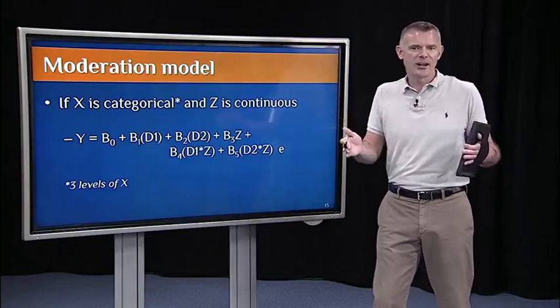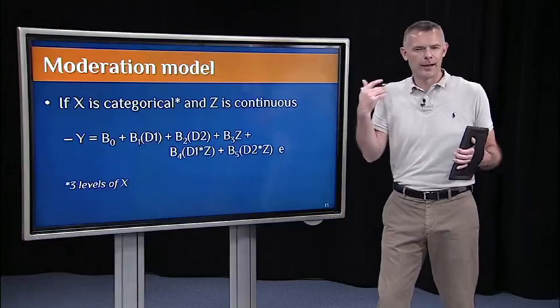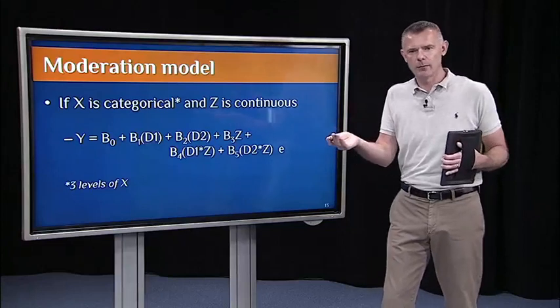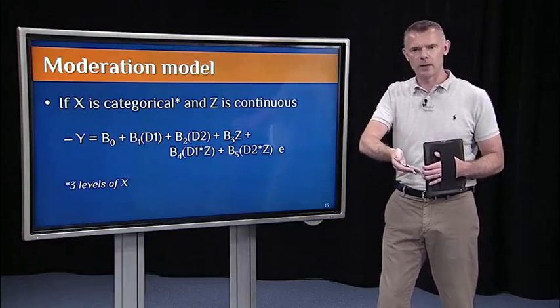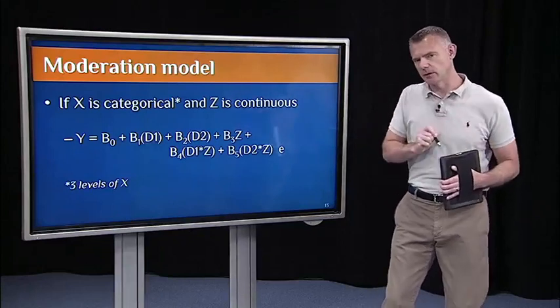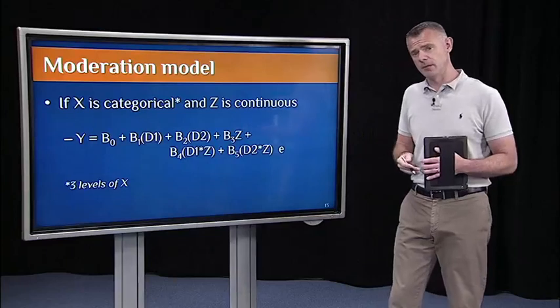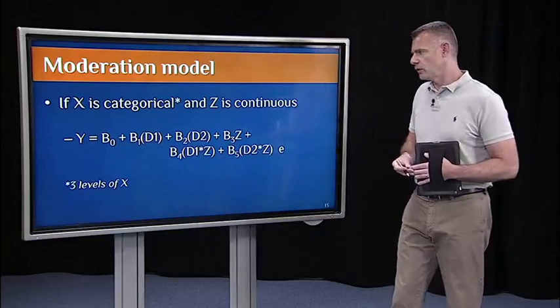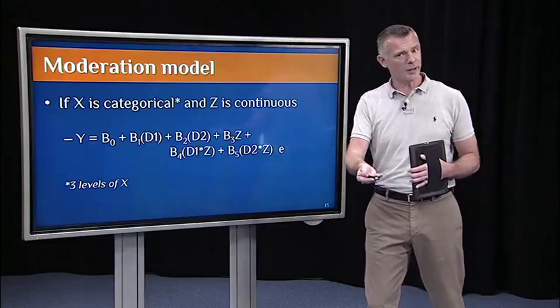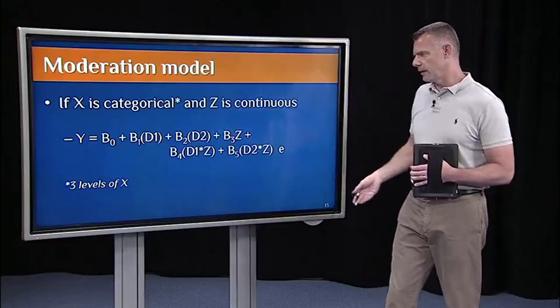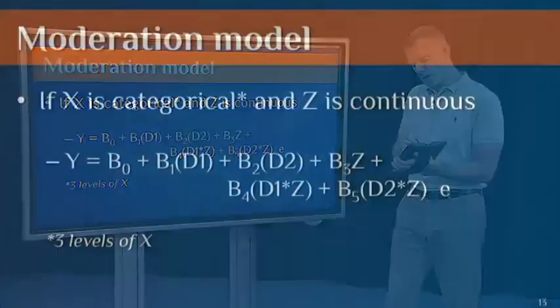And again, that's categorical. So how do we represent a categorical variable in the GLM, in a regression model? Well, that's dummy coding, right? We covered that with the GLM in the last lecture. So if X is categorical, then we have to introduce dummy coding. And that's what I've done here in the first line of the model.